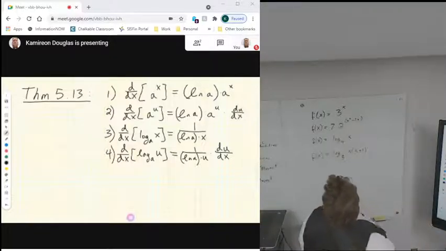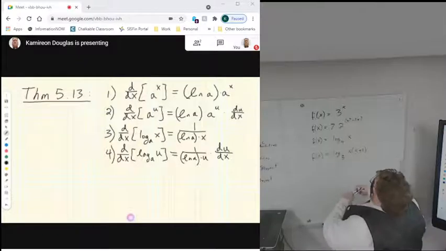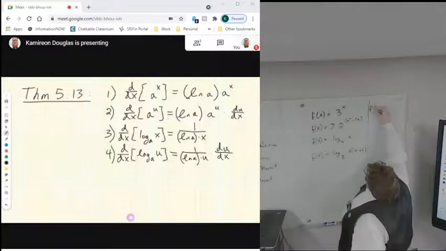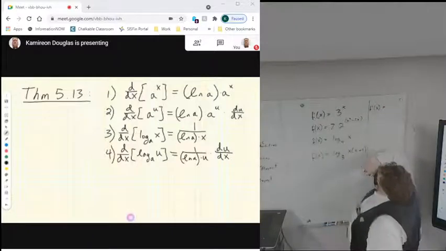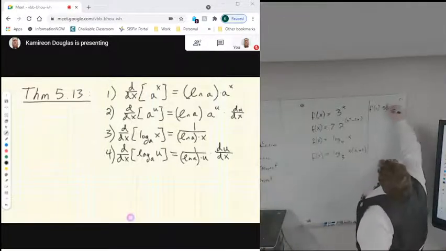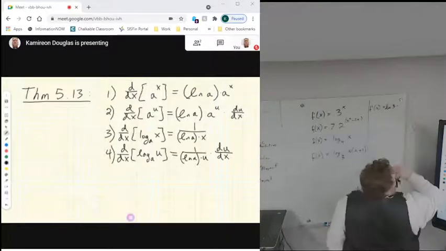So the first example, f of x equal to 3 to the x power. The derivative of that function, f prime, would be equal to... Since this is a base that is not e, it's 3, I use that first version of the formula. If the function is a to the x power, then the derivative, f prime, would be equal to ln of 3 times 3 to the x.